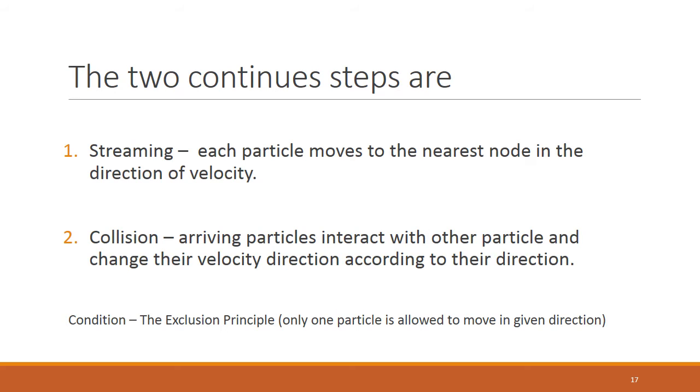So 2 or 3 slides ago I said that one is a control volume, and another is that each particle is going to do 2 continuous steps. So these are the 2 continuous steps. One is streaming: each particle moves to the nearest node in the direction of the velocity. Then once it arrives, it's going to hit the particle and it's going to collide. So streaming and collision are going to happen continuously.